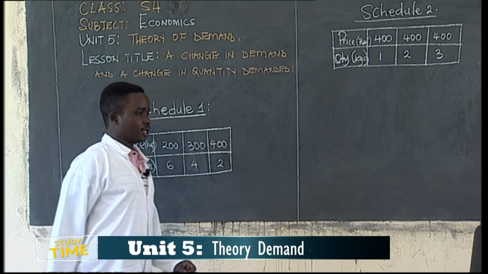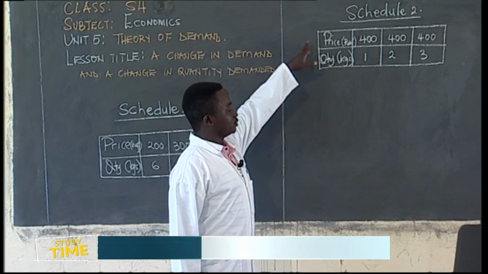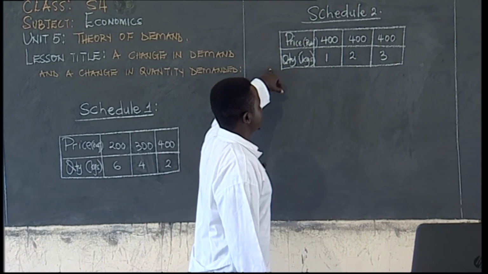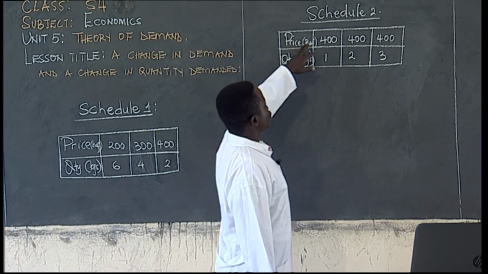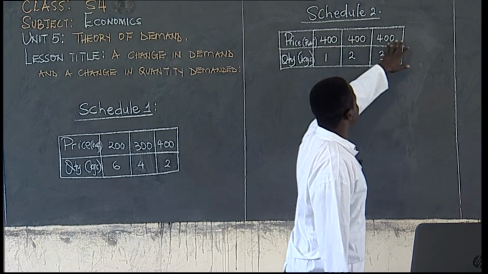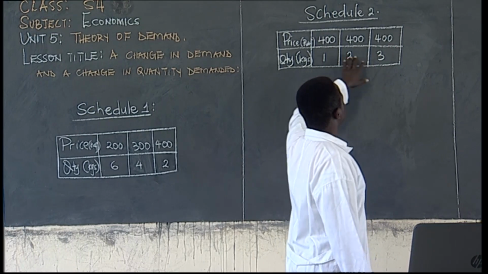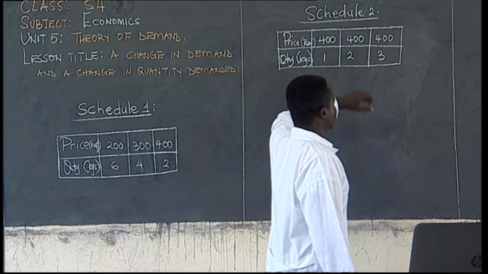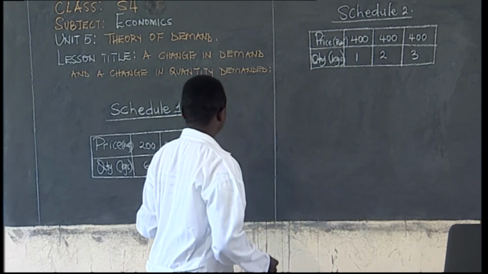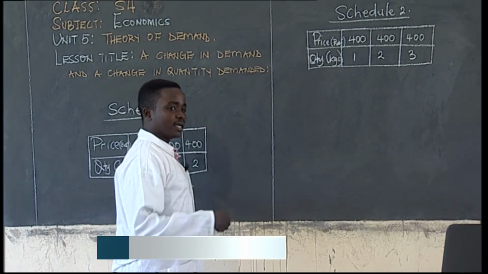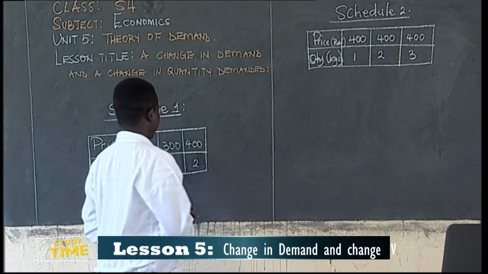of this commodity. So when you come to schedule 2, I want you also to analyze, whereby we have a constant price. At a constant price, quantity demanded is not constant, it is changing. So our two concepts today are a change in demand and a change in quantity demanded.